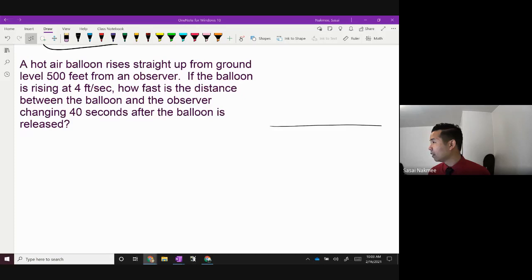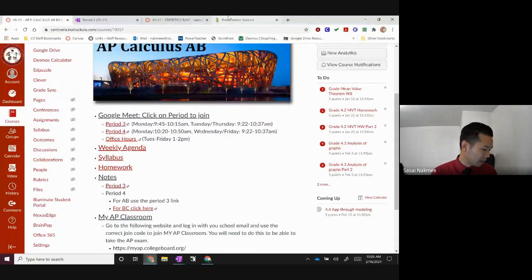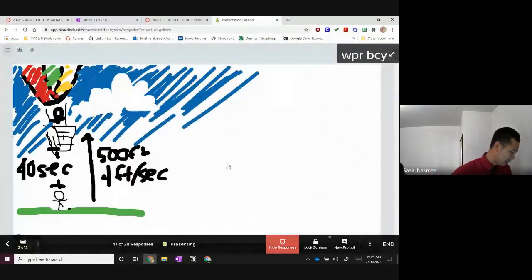All right. I love your drawings, guys. Let's take a look real quick here. Beautiful work. I'm going to go ahead and share and show off what you guys have here. Let's take a look at some of your responses. So here's a balloon. Very nice detail. And then you drew the observer directly underneath the balloon.